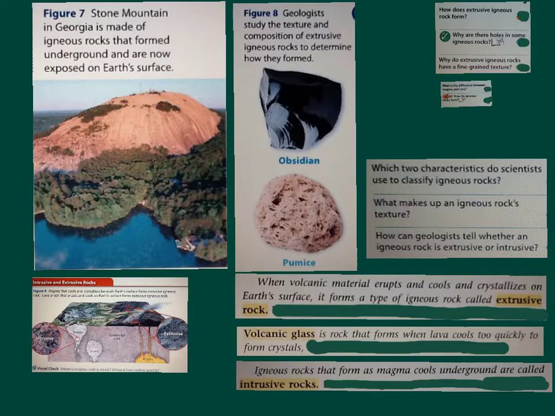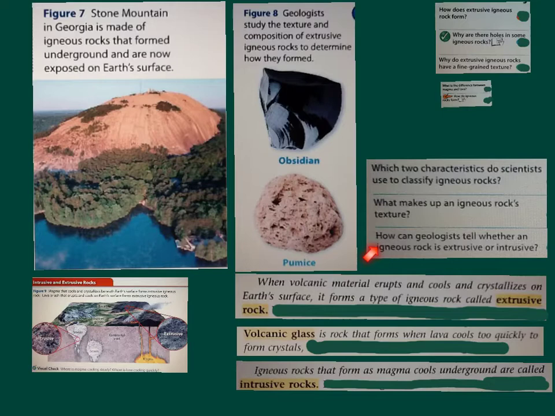What I want you to do at this point is, I have three questions here. I would like you to pick two of those three to write down in your science journal, please. Which two characteristics do scientists use to classify igneous rock? What makes up an igneous rock's texture? How can geologists tell whether an igneous rock is extrusive or intrusive? Pick two of those three.